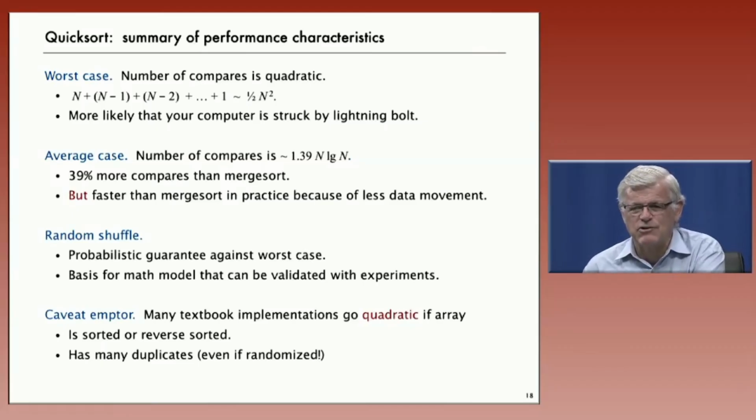Now there are some things that you have to watch out for with QuickSort because the implementation is a bit fragile and it's easy to make mistakes, and you'll find textbook implementations or implementations out on the web that wind up running in quadratic time in certain situations. You have to be a little bit careful of that. Even if everything is randomized, if there's lots of duplicates and the implementation's not done quite right, the QuickSort might take quadratic time.